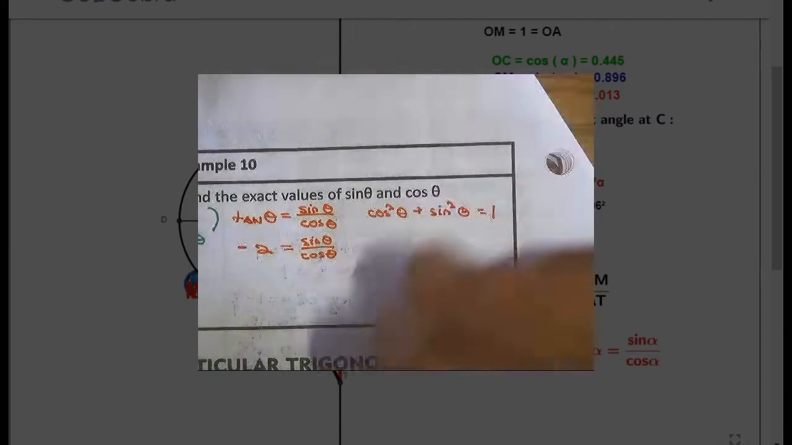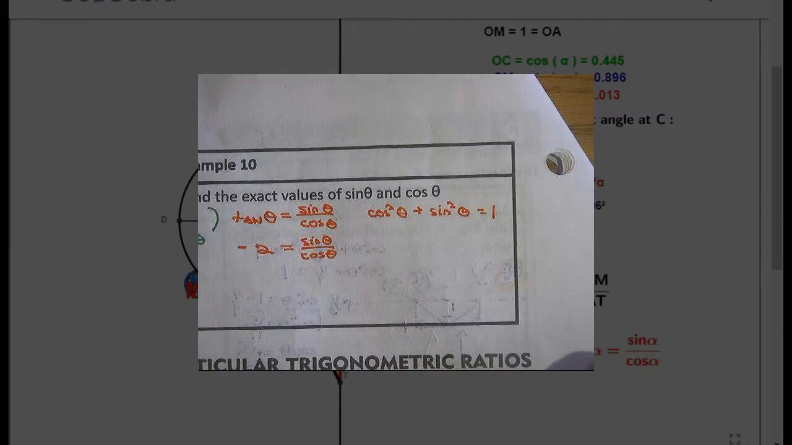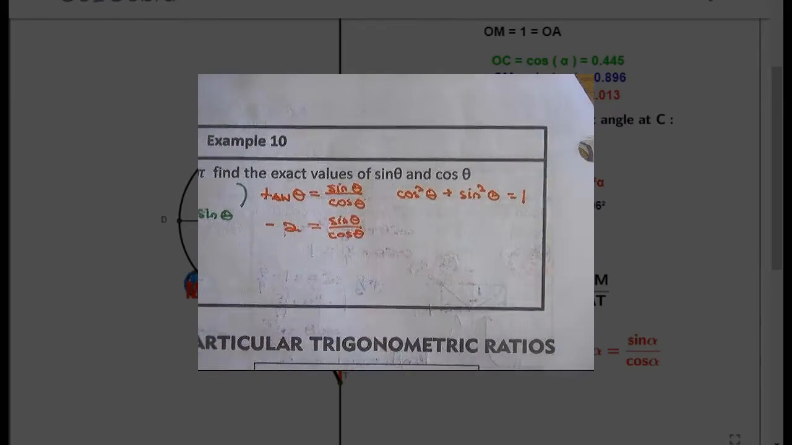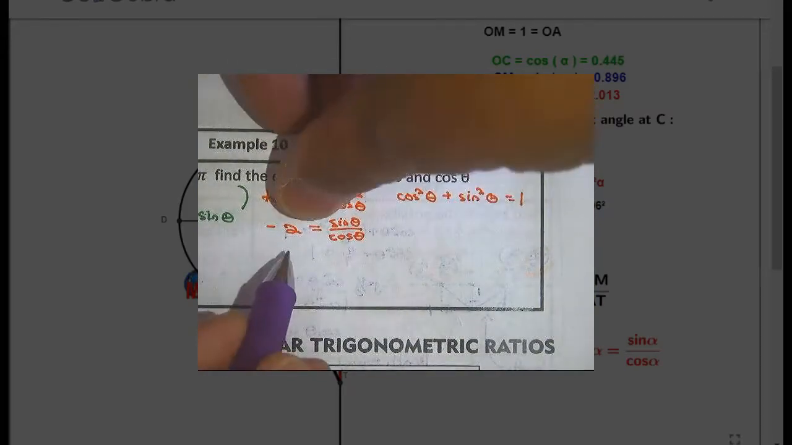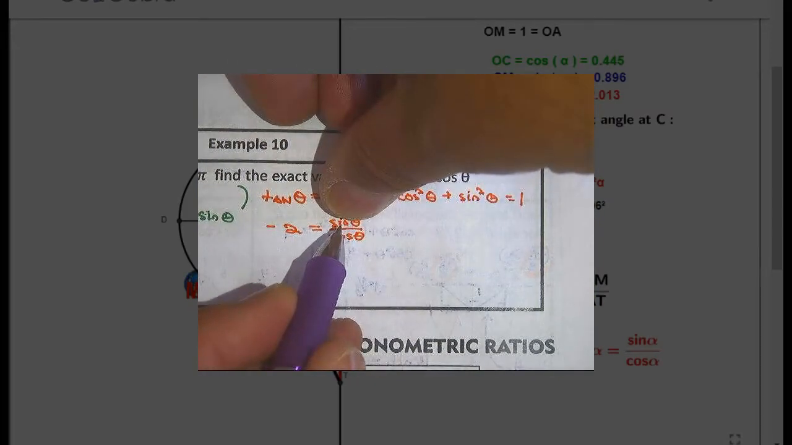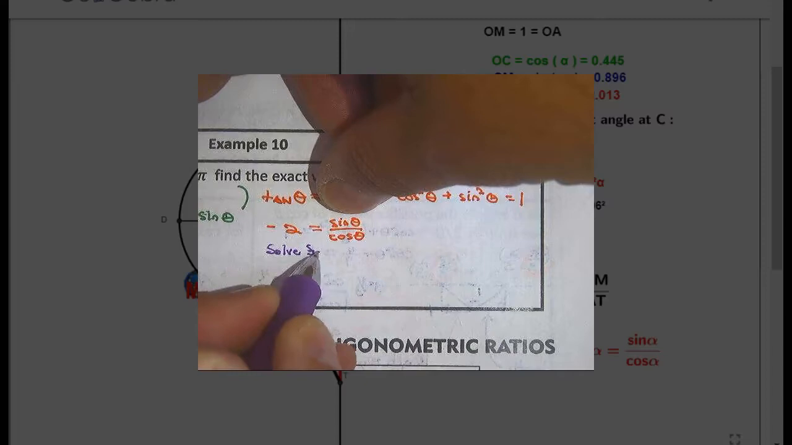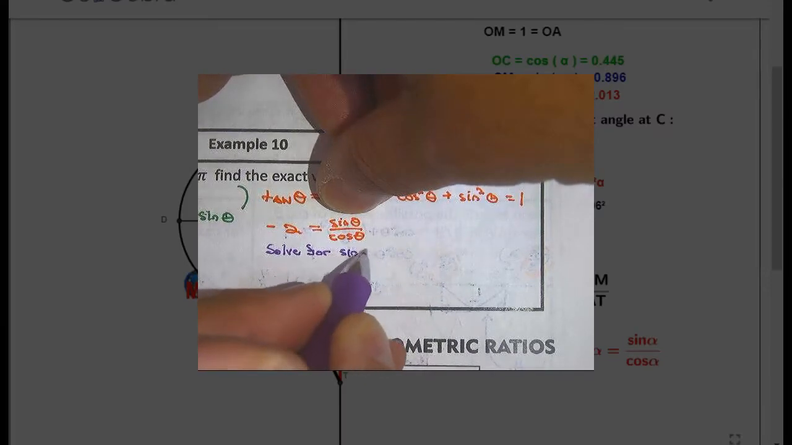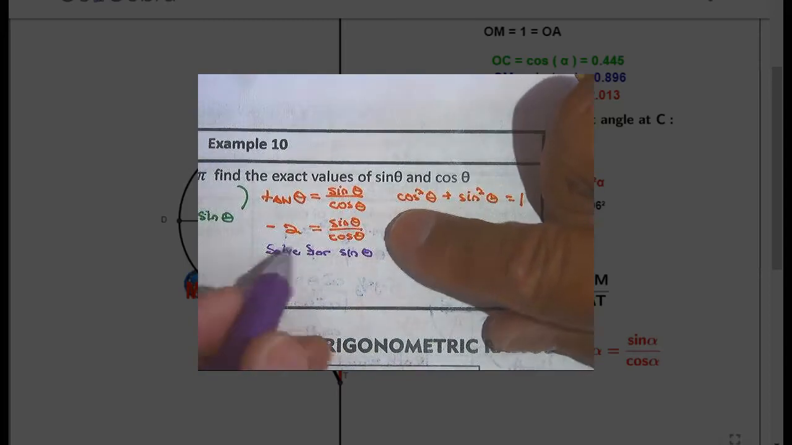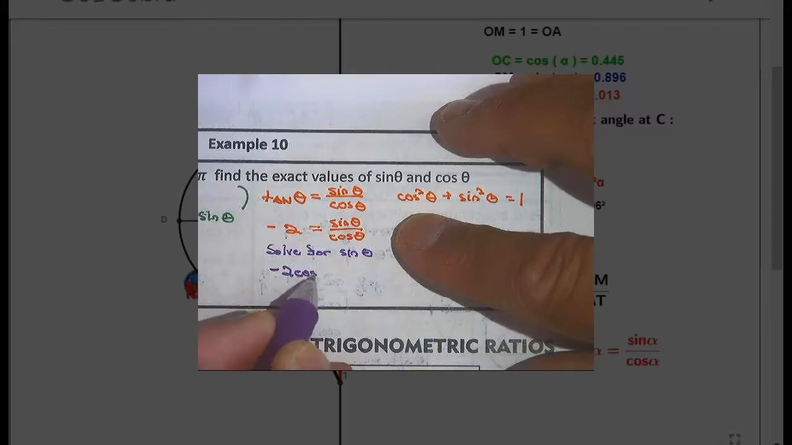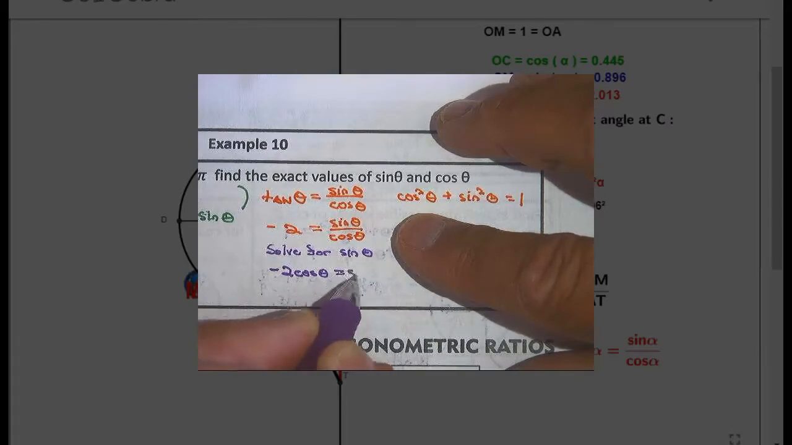It's the same strategy you use when you solve a system of equations. Take this and solve it for one of the variables. So for example, if I took this equation and solved it for sine, I'm going to multiply both sides by cosine. So if I multiplied both sides by cosine, I'd get this.